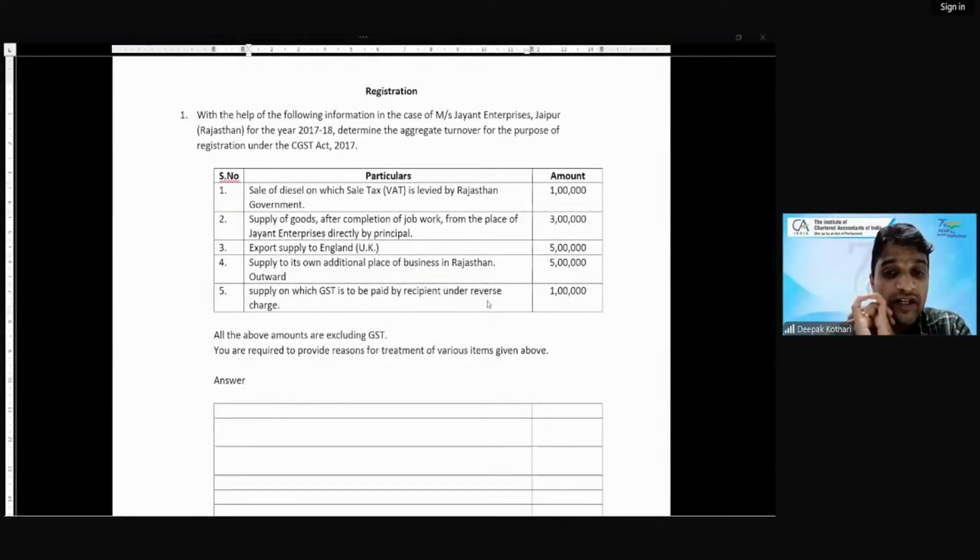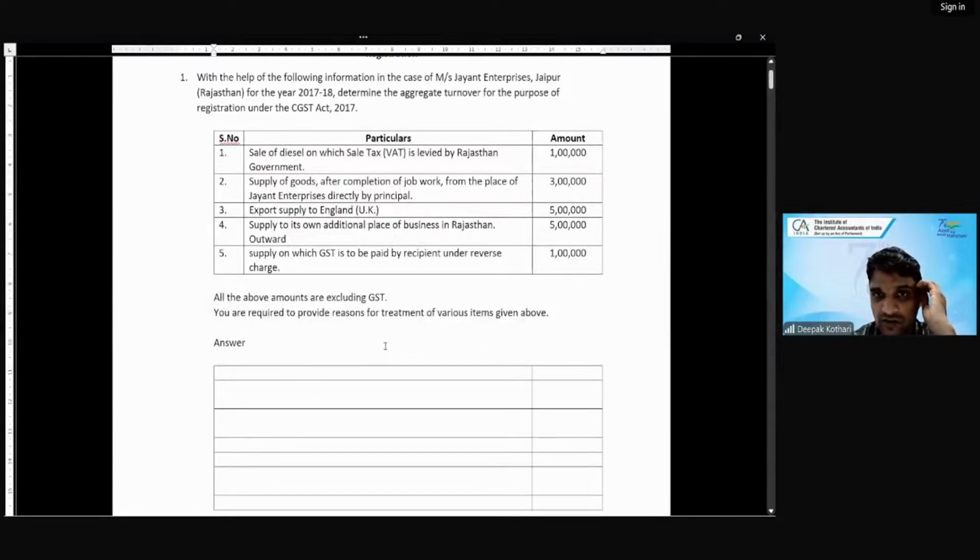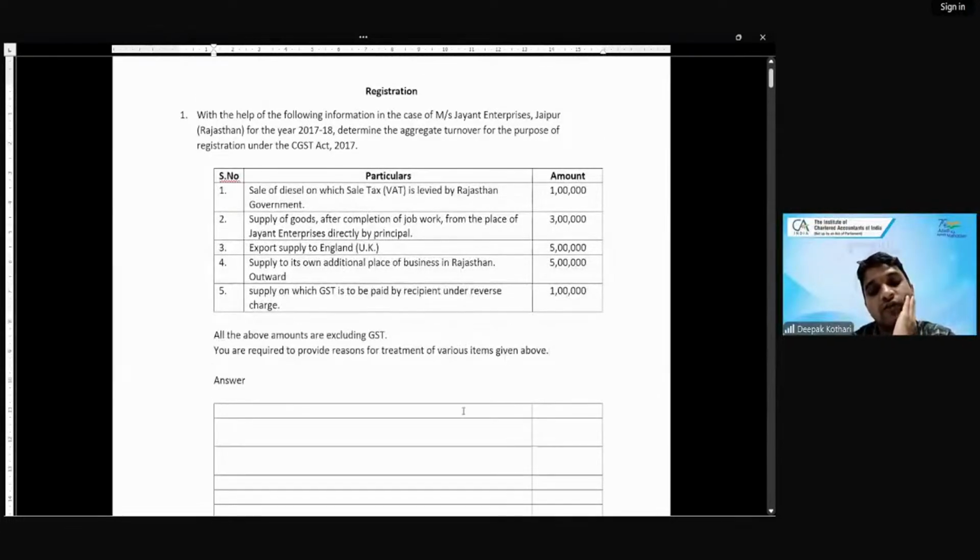Supplied to its own additional place of business in Rajasthan, 5 lakh rupees. Supply on which GST is to be paid by the recipient under reverse charge, 1 lakh rupees. All the above amounts are exclusive of GST. You are required to provide reasons for treatment of various items given below. So what do we have to do here?